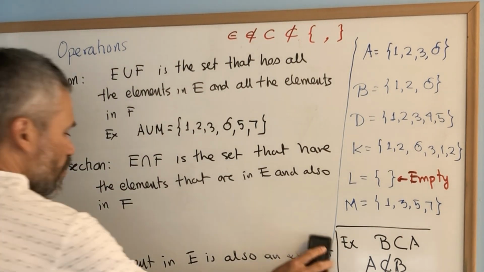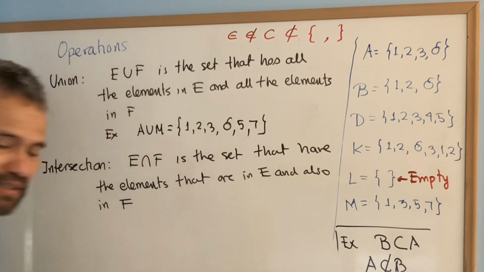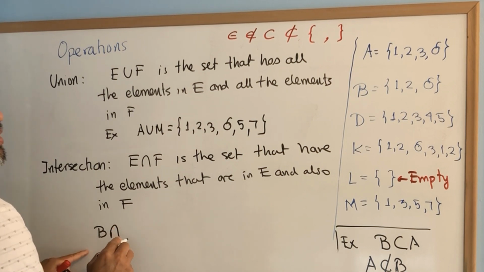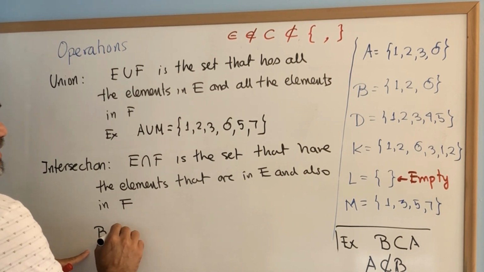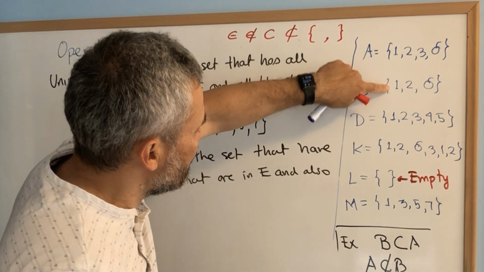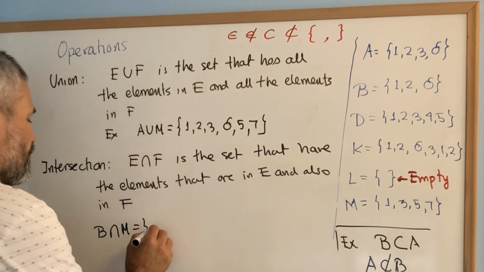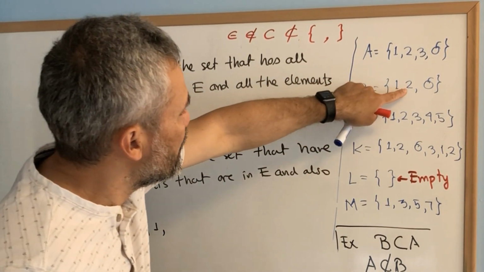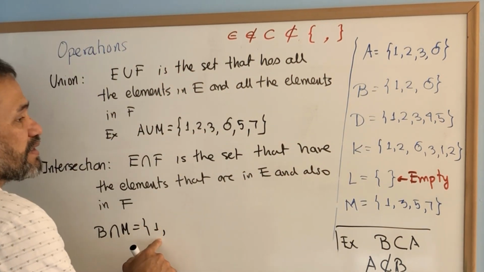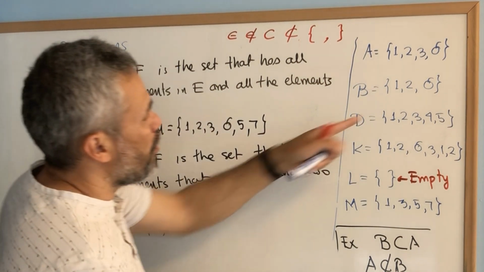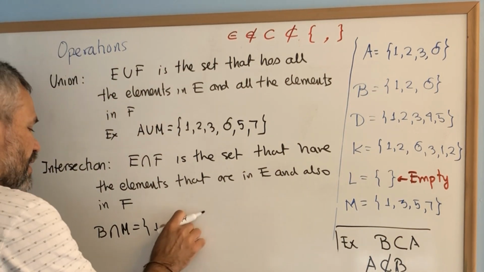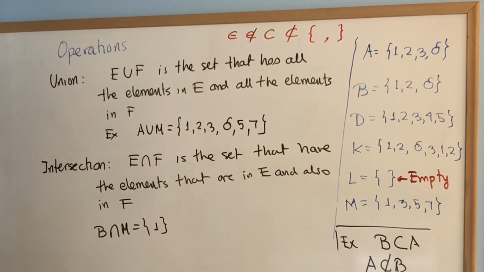As an example, we have that B intersection with, let's say, M are the elements that are in both. Let's say 1 is in both, then we have 1 is there. 2 is in B, but 2 is not in M. Then we have that 2 is not in the intersection. And apple is in B, but apple is not in M. Then in this case, the intersection is just this set.